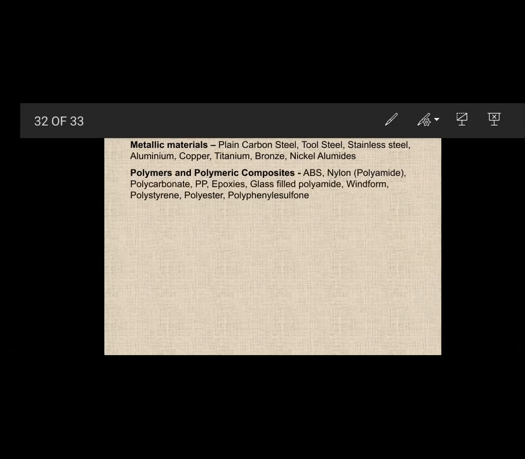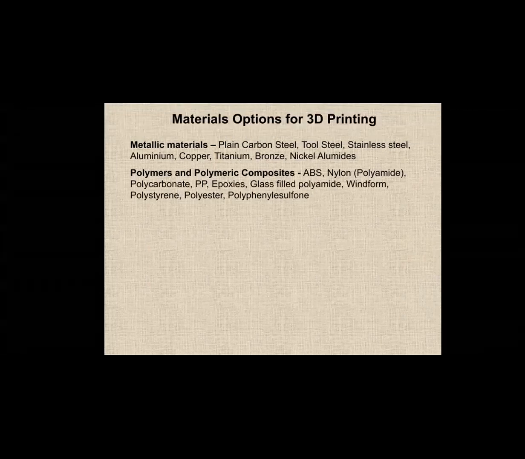Polymers and polymeric composites. As we discussed in the previous FDM technique, ABS plastic, acrylonitrile butadiene styrene is the material, and here polycarbonate and PP, some types of epoxies. Next, glassy polyamide. These belong to the polymer family.